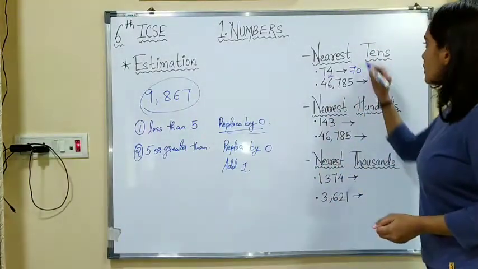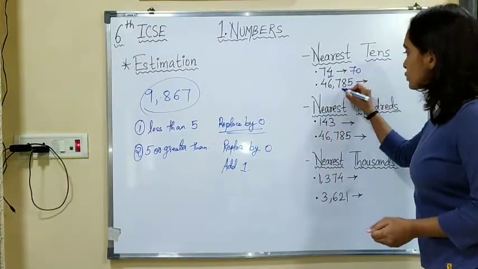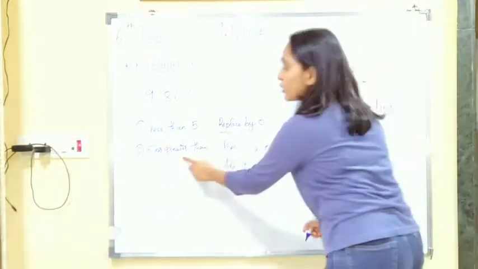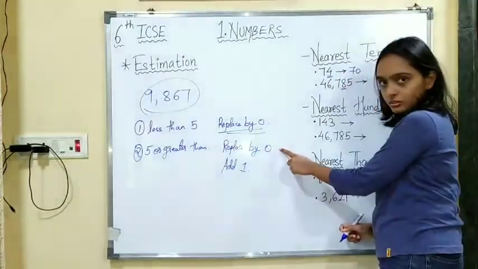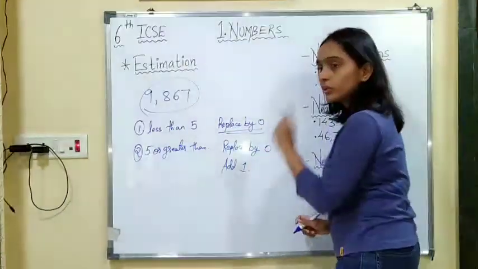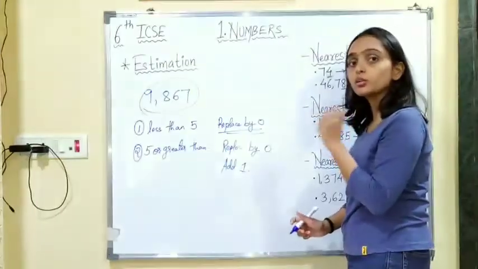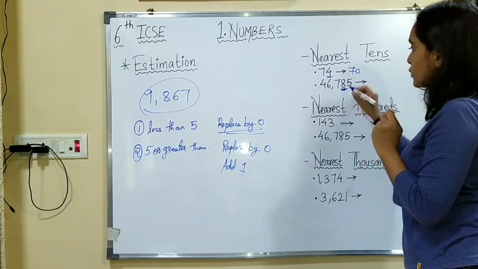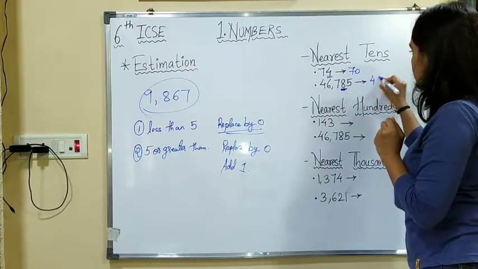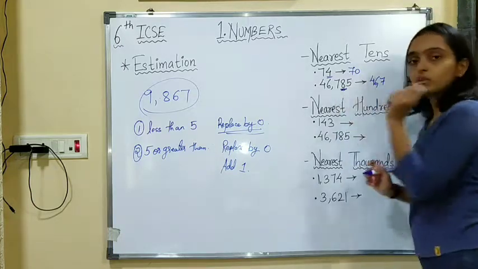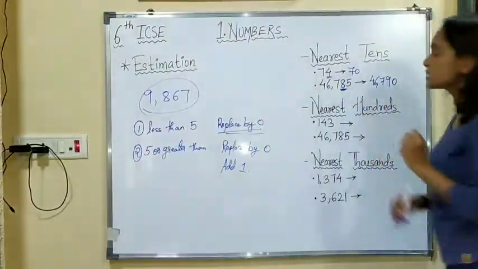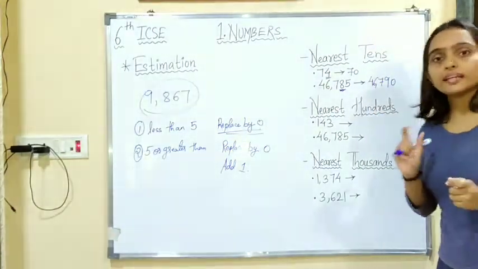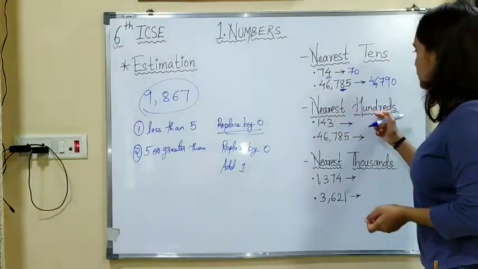Now for this number we have to estimate to the nearest tens. So the tens place is this. We will again see the units place, it is 5. Then according to this rule we have to replace that digit by 0 and add 1 to its next number, that is, we have to add 1 to the tens place. We will replace this number by 0 and here we will add 1. 8 plus 1 will be 9 and 0. So after estimating this number we get 46,790.